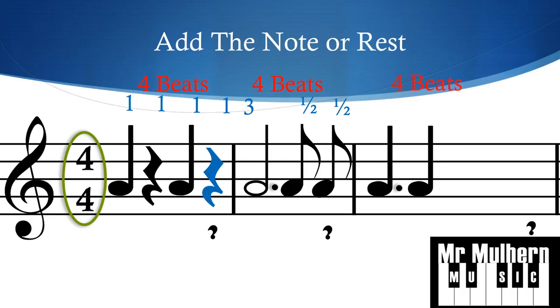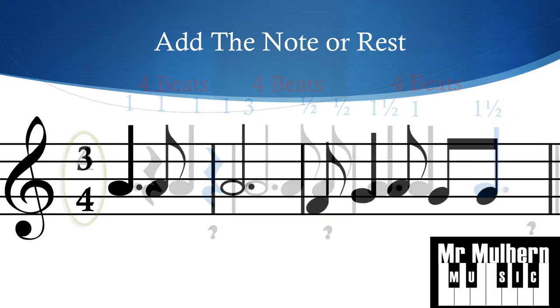My final bar has to add up to 4 beats. We start with a dotted crotchet, 1.5 beats. Remember, we add half the value to a dotted note, followed by a crotchet. So we have 2.5 beats. We need 1.5 beats more to complete the bar. So we need to add a dotted crotchet to complete that bar. So everything adds up to 4.